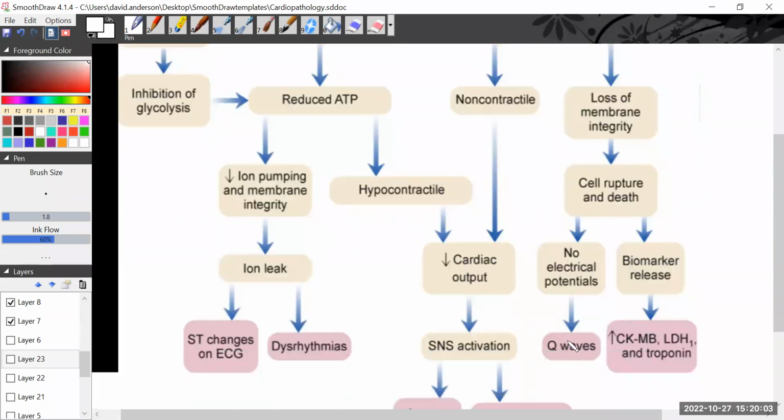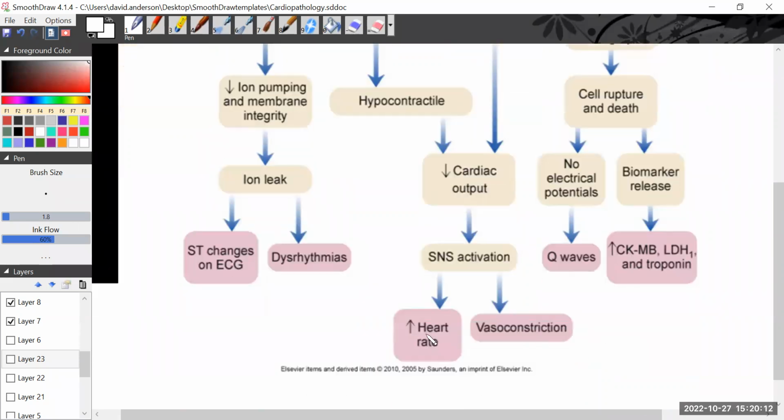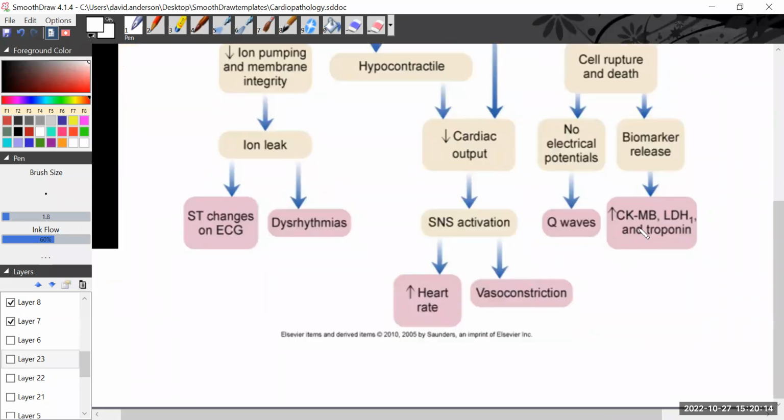Decreased cardiac output, sympathetic response, abnormal ECGs, abnormal biomarkers, and we're talking about a myocardial infarction on this pathway. So that's how you can look at that chart and help yourself understand the progression of injury, depending on whether it's a complete block or a partial one.